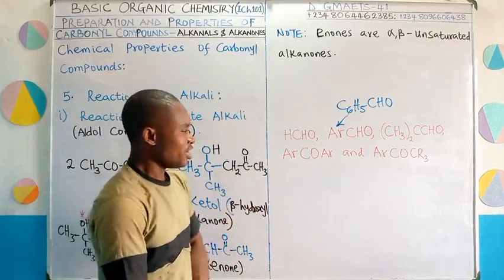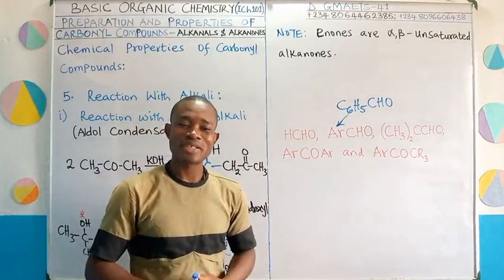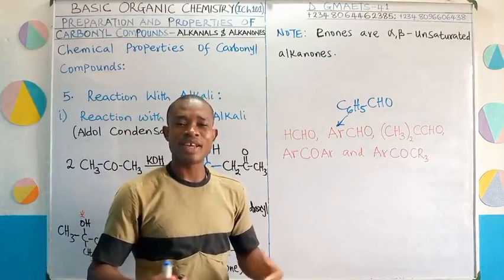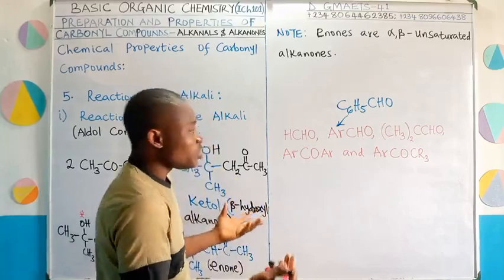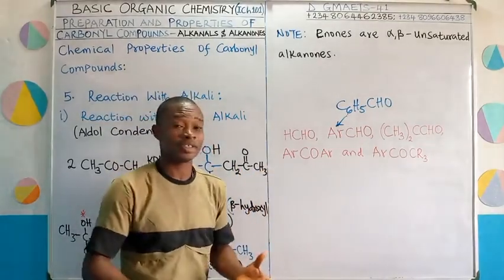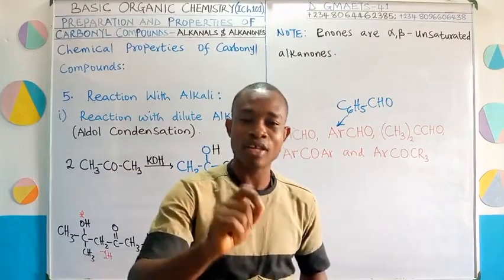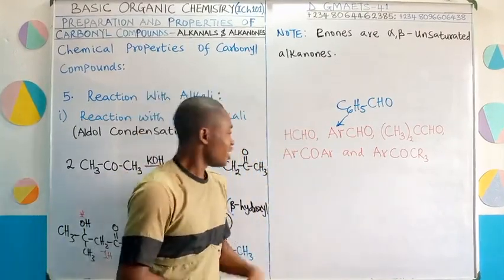Think about this. If you identify the carbon of the functional group, and then you locate your alpha carbon, would you see anything like alpha hydrogen? Or would you actually even see an alpha carbon in there? That will help you to know whether they undergo Aldol condensation or not.